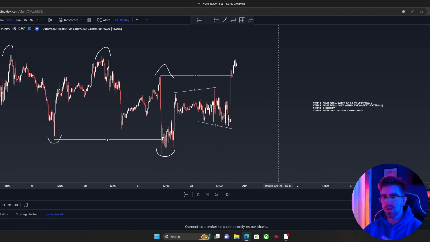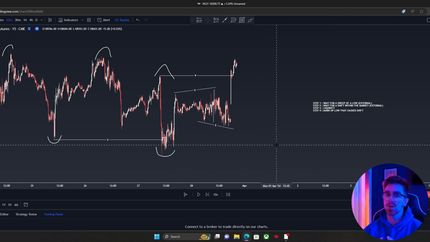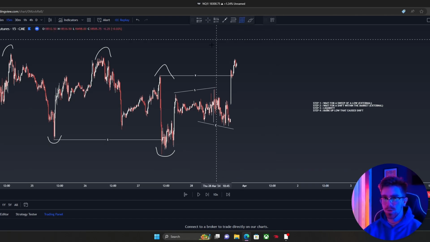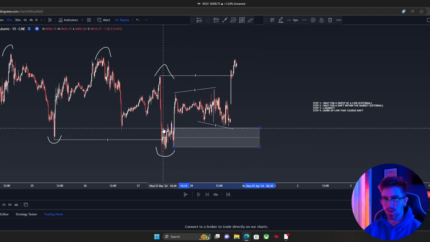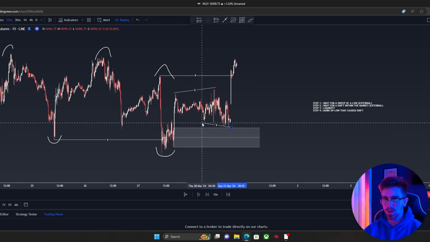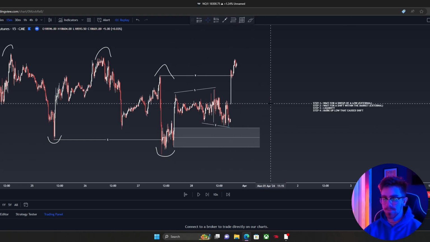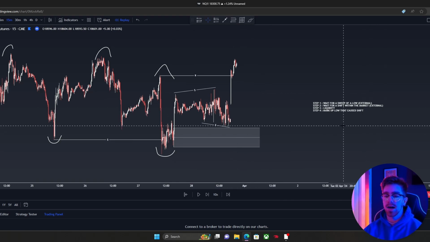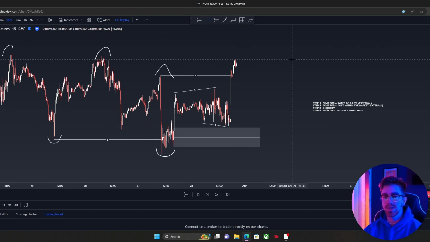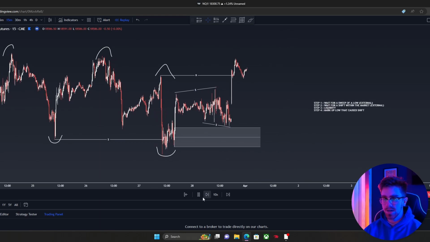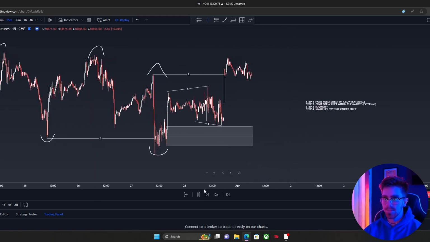To then continue back up to the upside potentially. So step number four, you want to mark up that low that caused the shift. That is our newly formed demand. So right here, we will mark up this demand and this external or overall major low right there. Step number five, obviously, is wait for the mitigation, and then we could drop down to the lower time frame. So let's play this out. Let's wait for this to come down to tap into our zone.